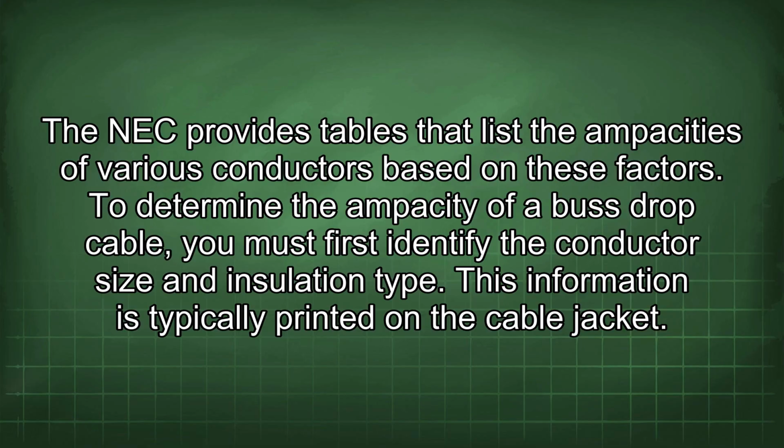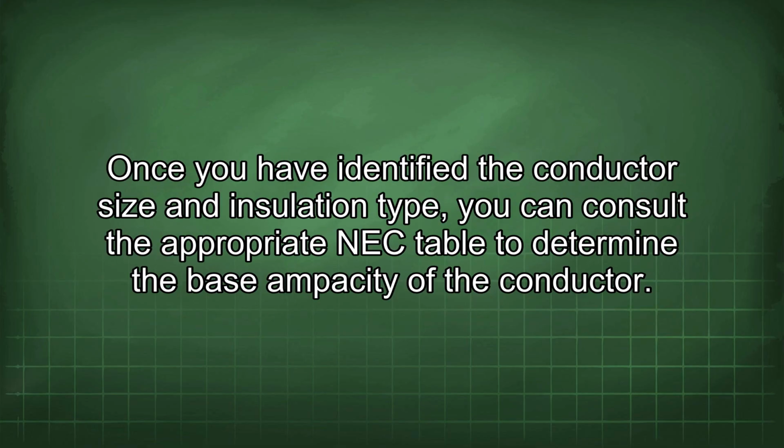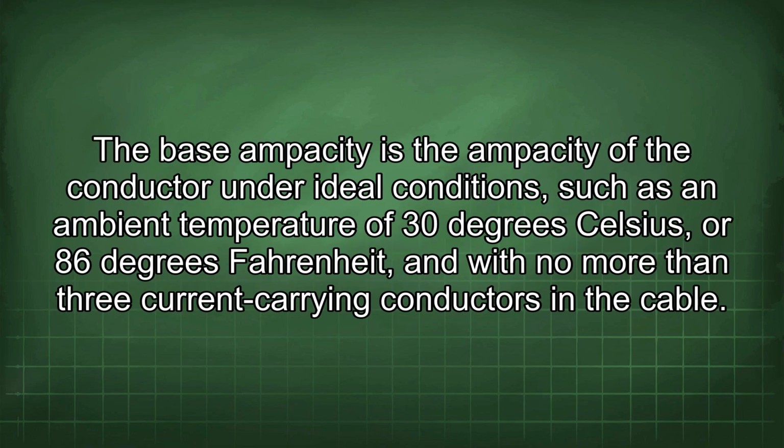To determine the ampacity of a bus drop cable, you must first identify the conductor size and insulation type. This information is typically printed on the cable jacket. Once you have identified the conductor size and insulation type, you can consult the appropriate NEC table to determine the base ampacity of the conductor. The base ampacity is the ampacity of the conductor under ideal conditions, such as an ambient temperature of 30 degrees Celsius or 86 degrees Fahrenheit, and with no more than 3 current-carrying conductors in the cable.